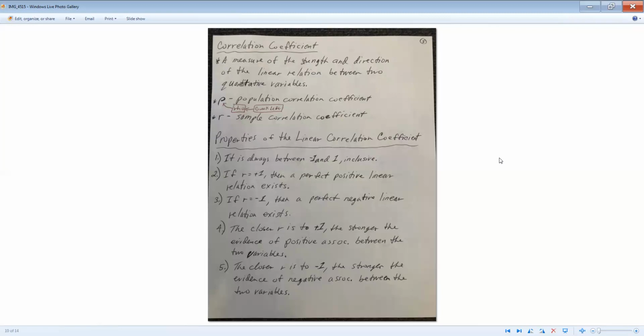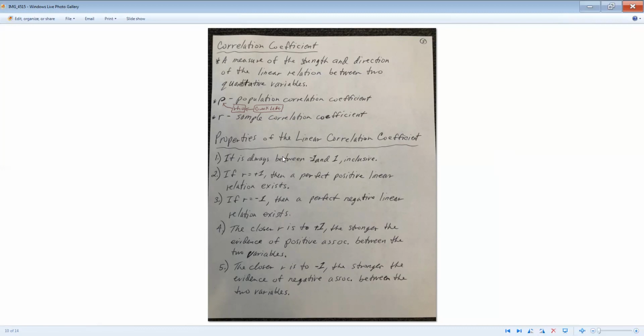Correlation coefficient is a measure of strength and direction of the linear relation between two quantitative variables. Population correlation coefficient will be represented by the Greek letter rho. Kind of looks like a P, but it's actually the Greek letter rho. That's your population correlation coefficient. The sample correlation coefficient, which is the one that we will be using the most, is lowercase r.